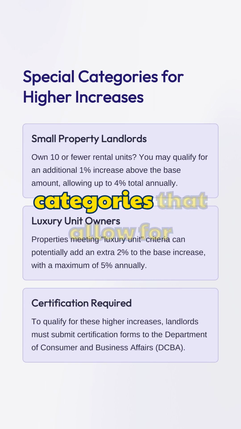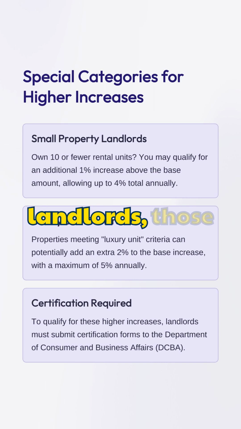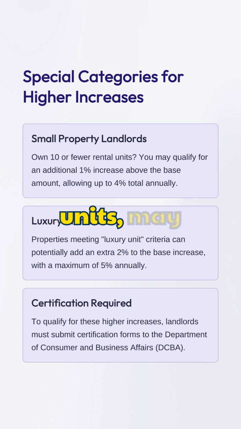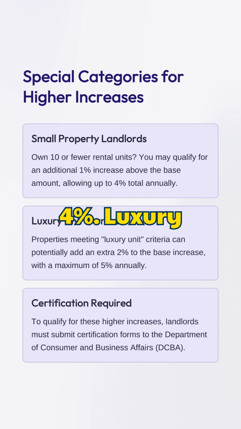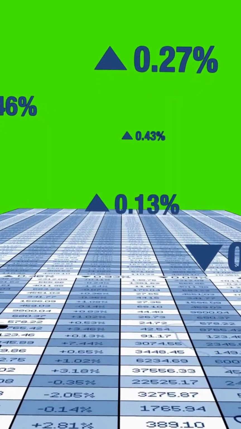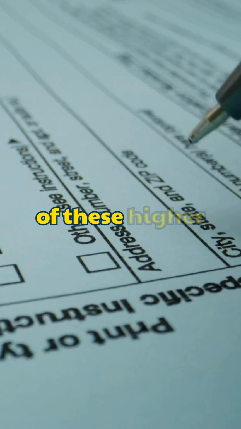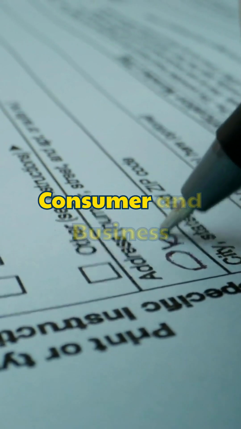There are some special categories that allow for higher rent increases. Small property landlords, those owning 10 or fewer units, may qualify for an additional 1%, bringing the total possible increase to 4%. Luxury unit owners might be able to add an extra 2% for a maximum of 5%. To take advantage of these higher increases, you'll need to submit certification forms to the Department of Consumer and Business Affairs.